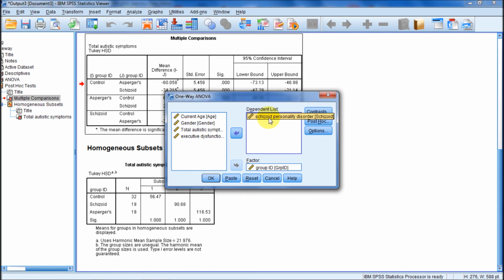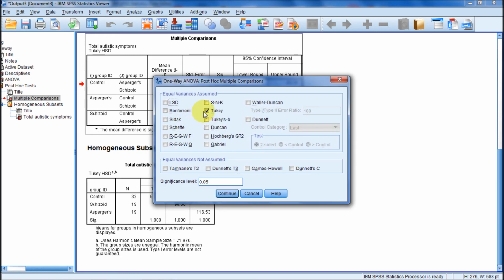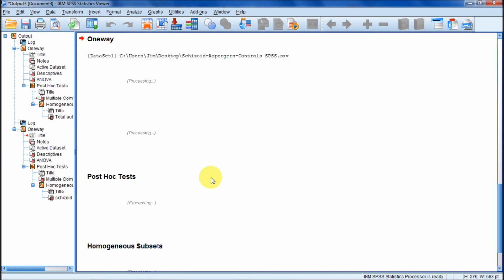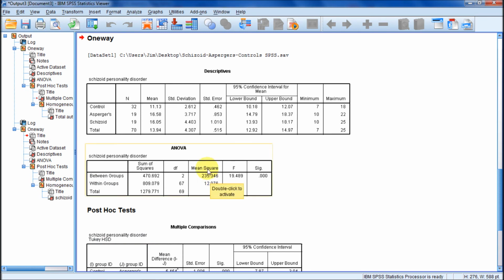If we go back to post hoc, you'll see it kept what we previously chose, Tukey's test, right here. And we'll hit continue. And now we'll hit OK. And so what we get is the F value significant, the mean difference between the three groups? Yes, there's a significant difference between the three means. And we can see that the significance level is less than 0.000.